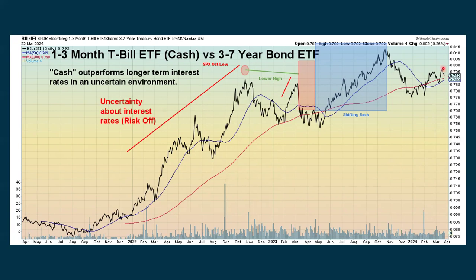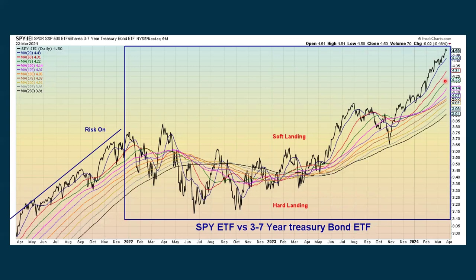And then we look at stocks and compare them with 3 to 7 year bonds. We're continuing to outperform with stocks over bonds. And when we're up in this area, this means the market is anticipating a soft landing.